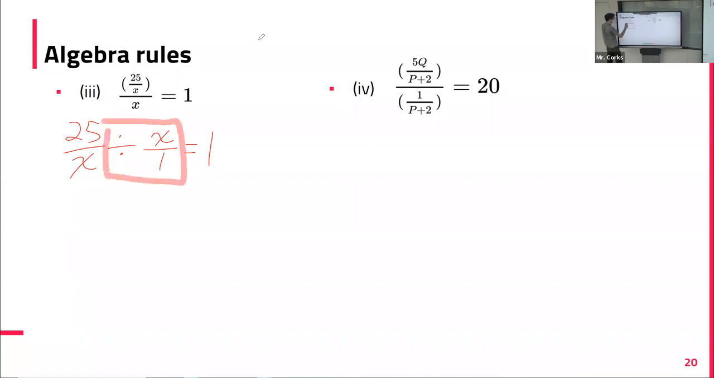If we have two fractions that are being divided by each other, then yes, flip it upside down. This fancy term there is invert. So just flip upside down. So invert and multiply in this case. So we flip over the second fraction, change this to multiplication, 25 over x times 1 over x equals 1. Okay. 25 over x over 1.